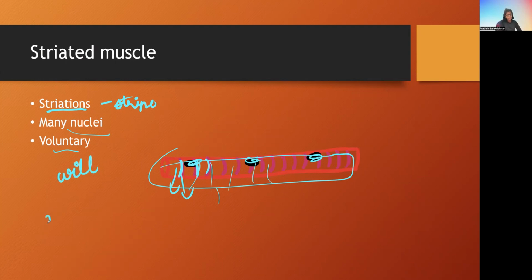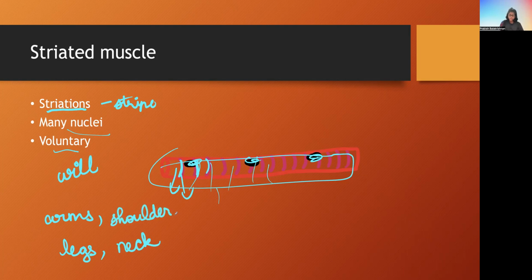So some examples could be arms, legs, neck, shoulder, etc. So all of these parts of our body have muscles which, if we want to move alone, it will move. But if we do not want to move them, they won't move.